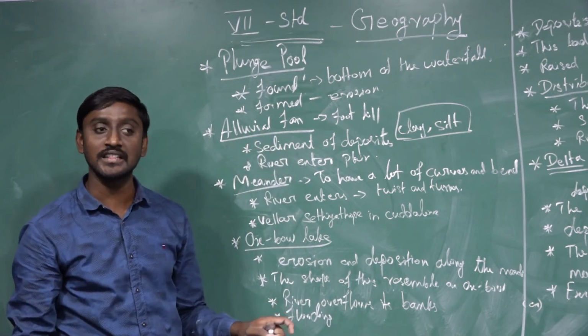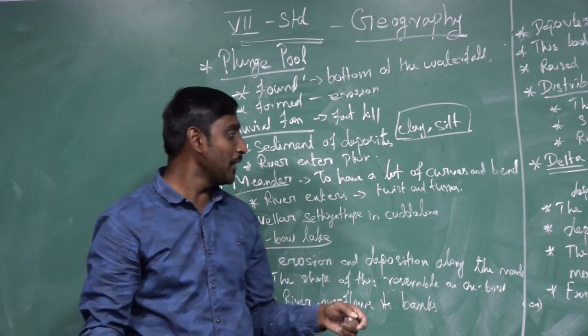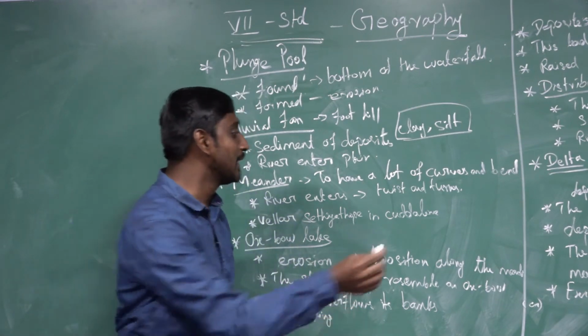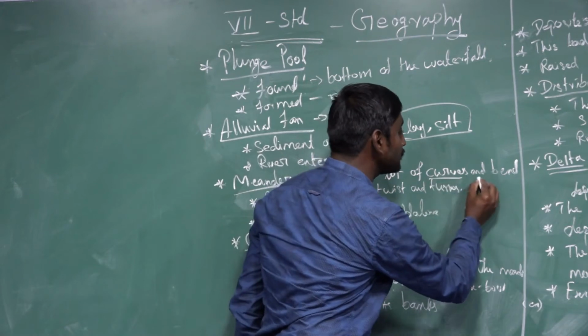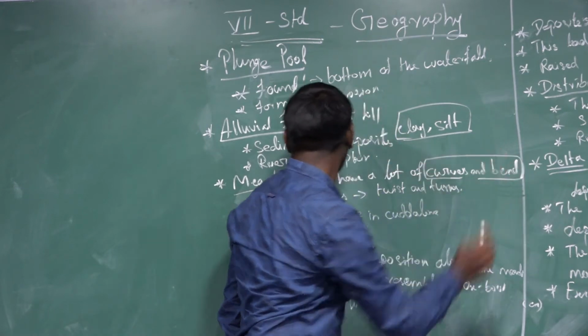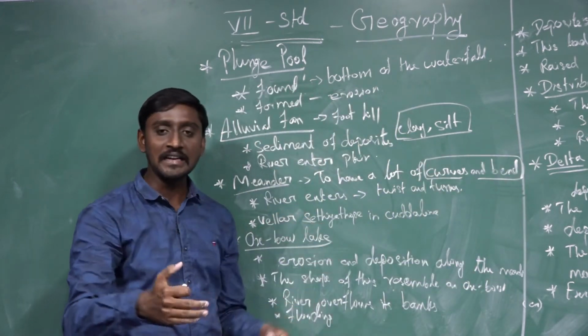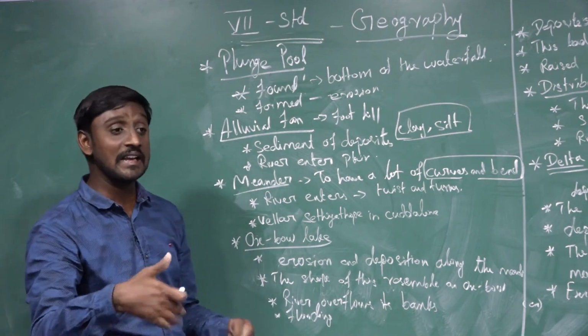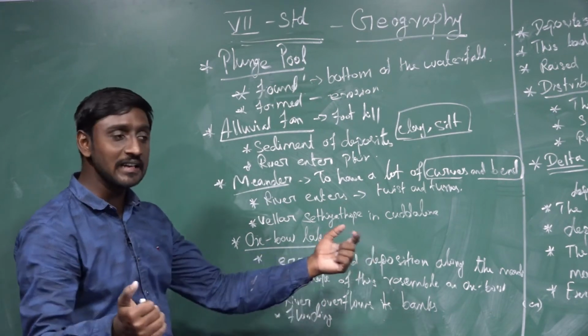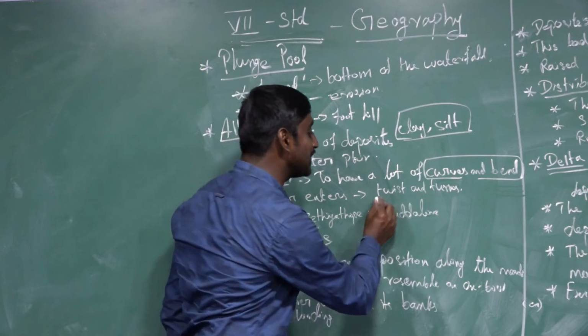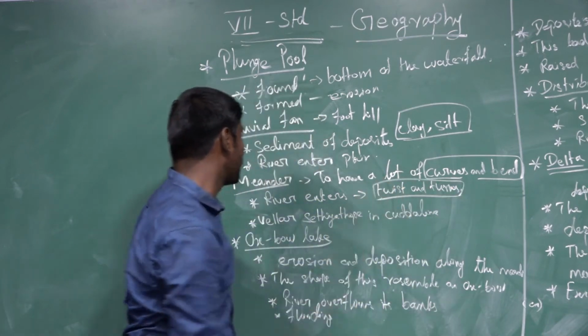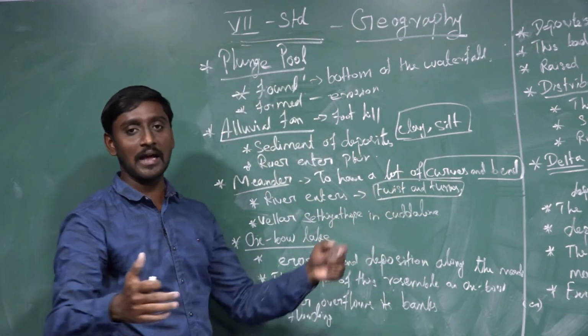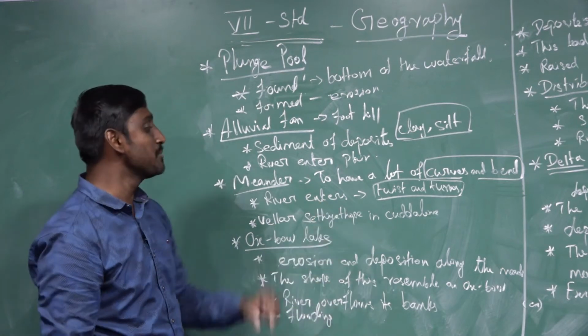Next, meander. Meander means to have a lot of curves and bends. When the river enters the plains, the river makes twists and turns, and it has large bends. That is the meander.